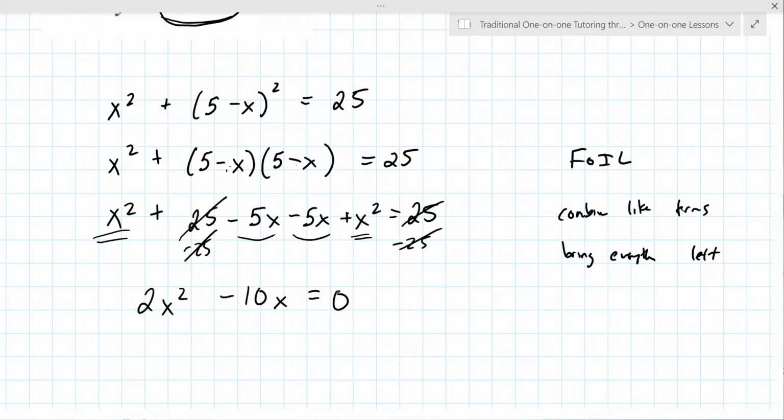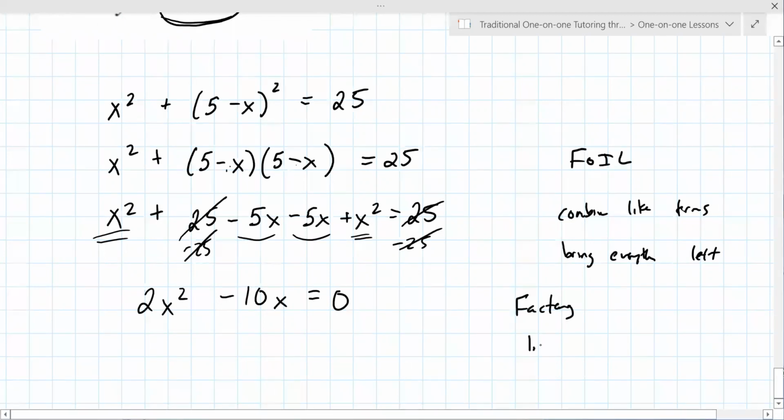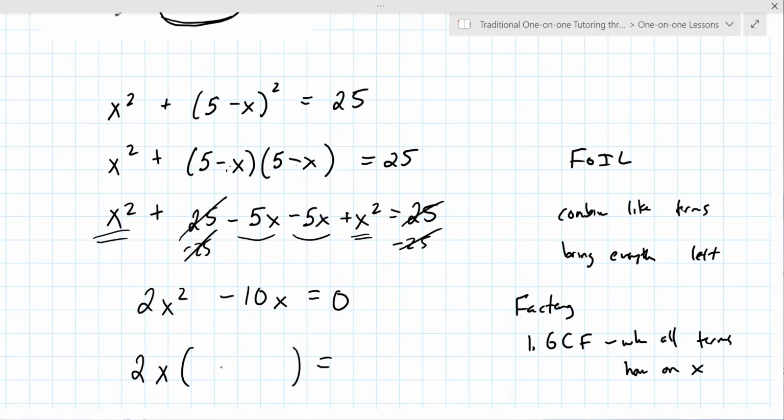Yes. Okay. Now, the first type of factoring that you are supposed to learn and remember is greatest common factor. You use that when all terms have an x. Do all of our terms have an x in it? Yes. So you factor out at least an x, but you can actually factor out a 2x from both. Can you tell me what goes inside the parentheses? It would be x and then minus 5. Perfect. Yes.